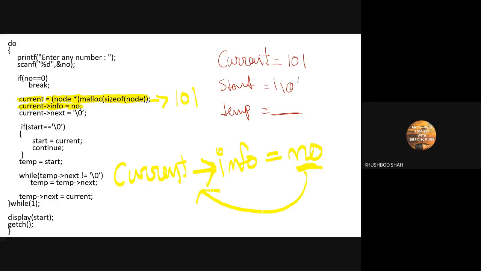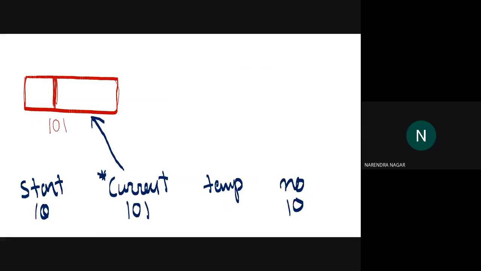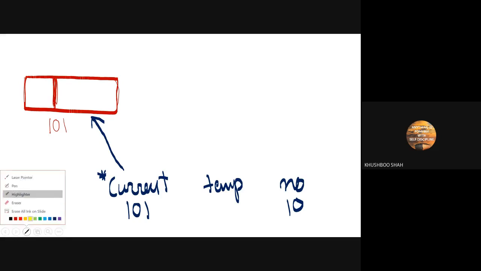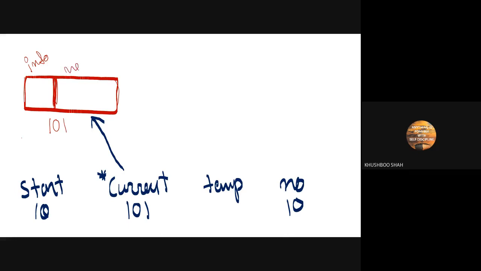Current's info, what does it mean? What is there in the NO? 10. Okay, when I'm saying current's info means what? See, when this structure is created, when this memory is occupied, it will give the name info and the next was the name, right? Yes. From where did I get this name, guys?